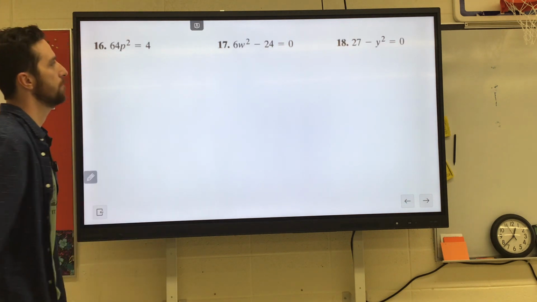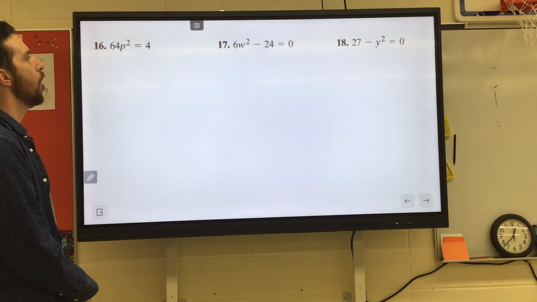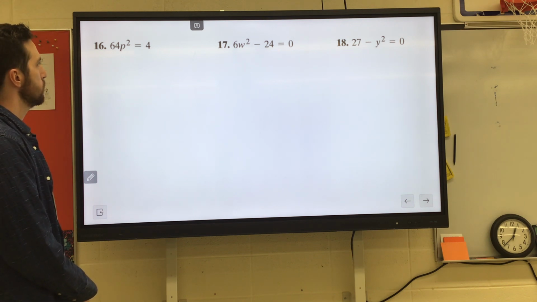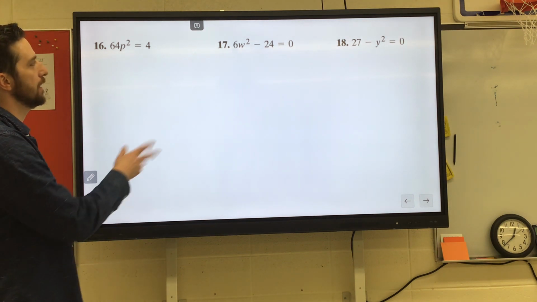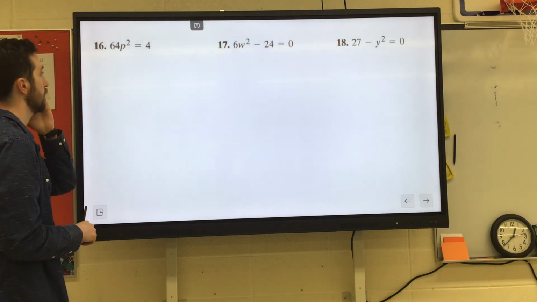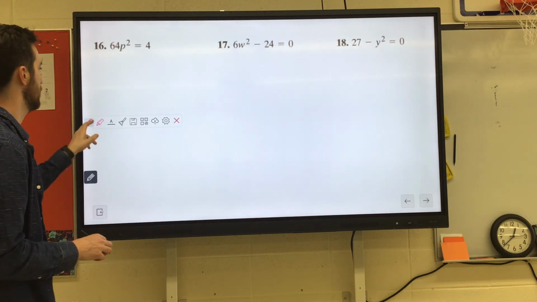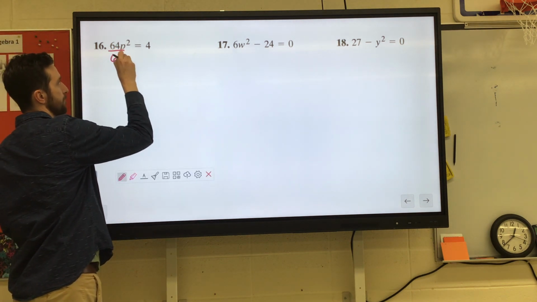All right, one more. Let's go with 16 and 18 because they're not too bad, but they each have something kind of interesting happen. Number 16, I would divide by the 64 first.